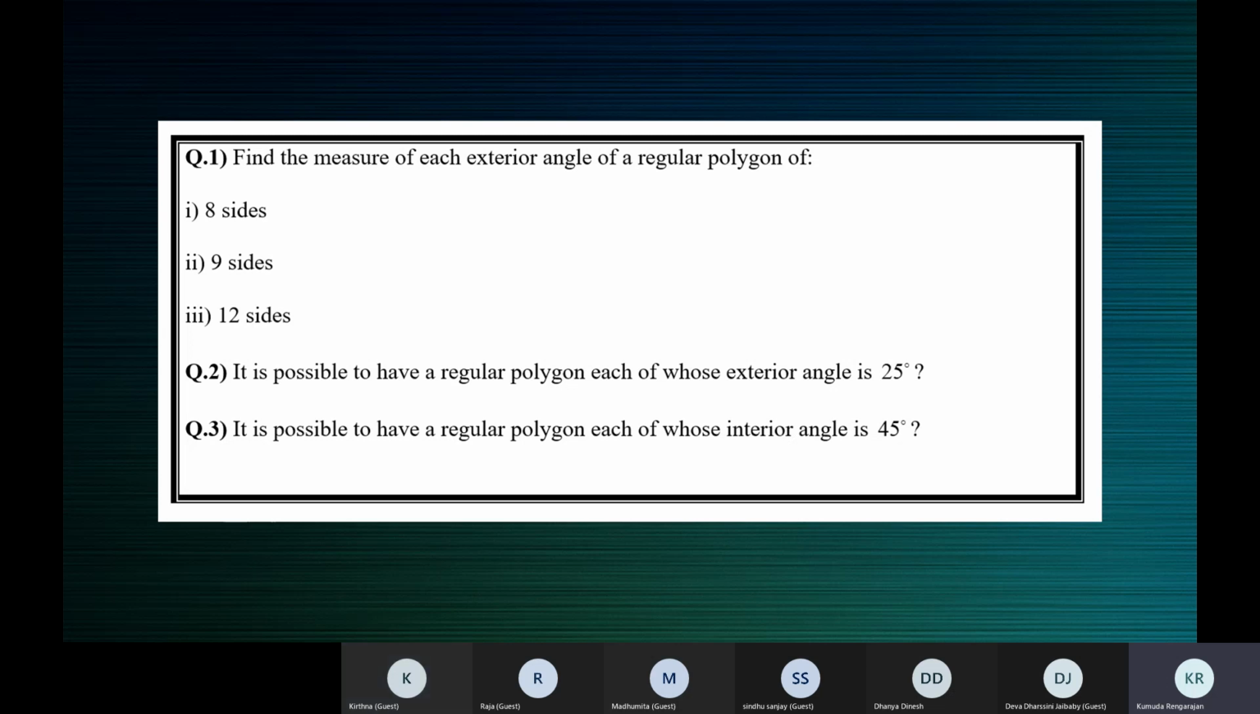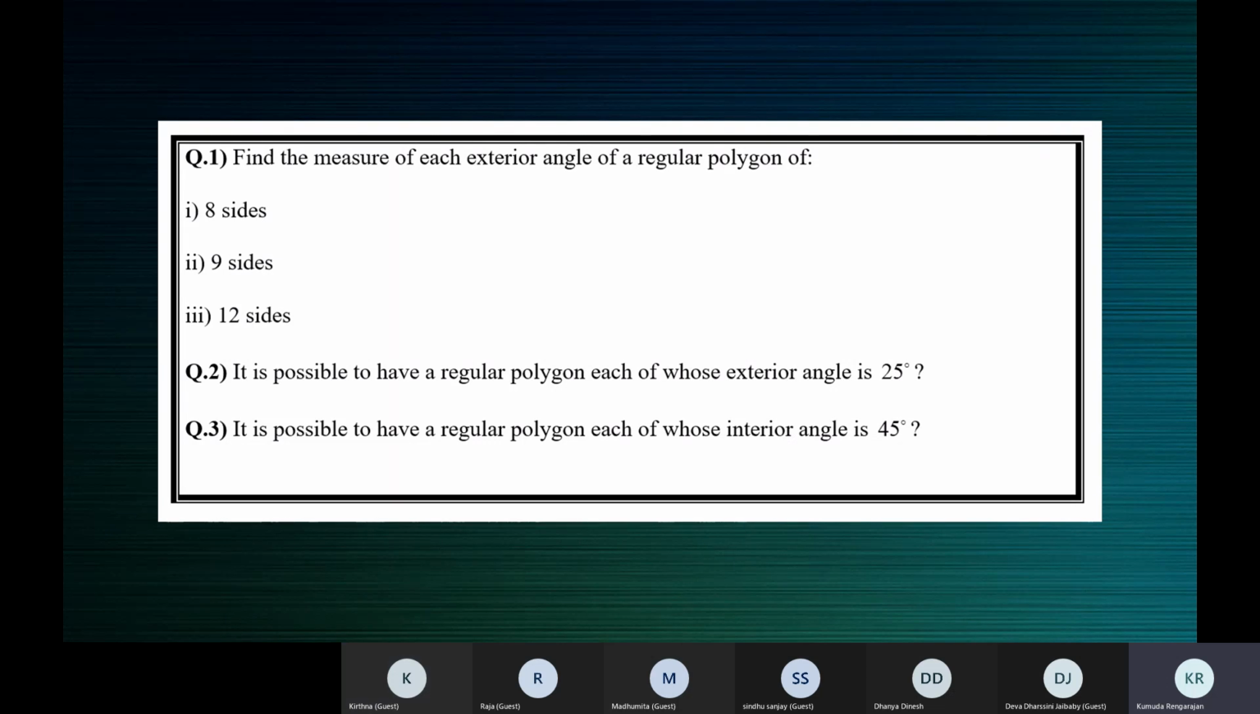Don't work as a decimal. Just leave your answer as a fraction, mixed fraction. Okay, ma'am. Or you can find up to 2 decimal places and leave it. Only the number of sides must be a natural number greater than or equal to 3.